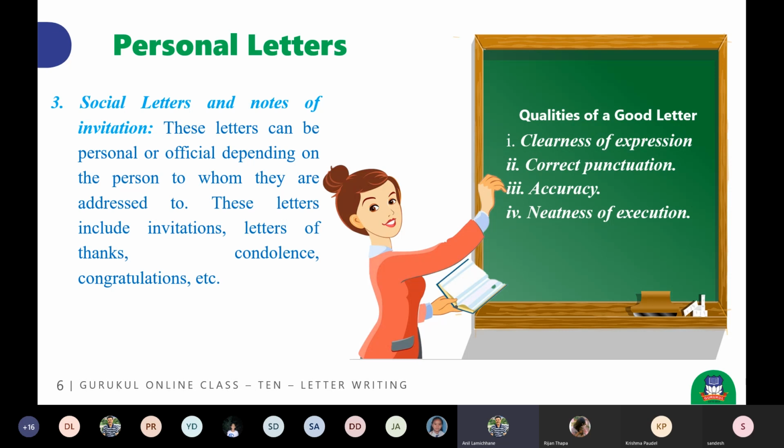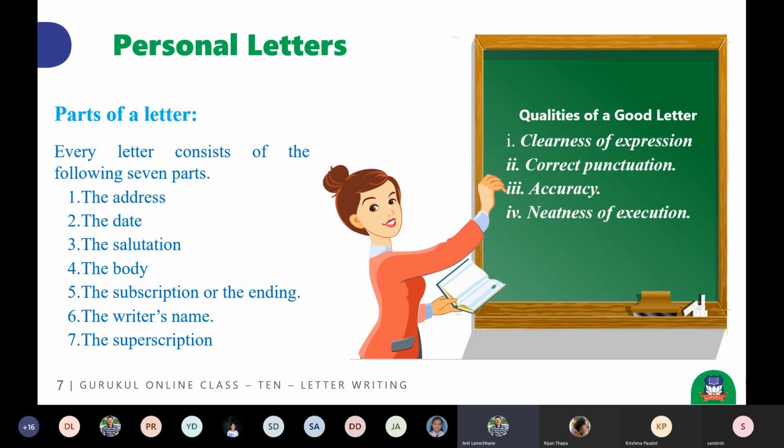So these letters include invitations, letters of thanks, condolences, congratulations, etc. For these purposes, if the letters are written to a particular person, these are personal. If written to any offices or organizations, they must be official and formal. Okay, these are the different kinds of letters that we just talked about. Now we'll be talking about the parts of letters.